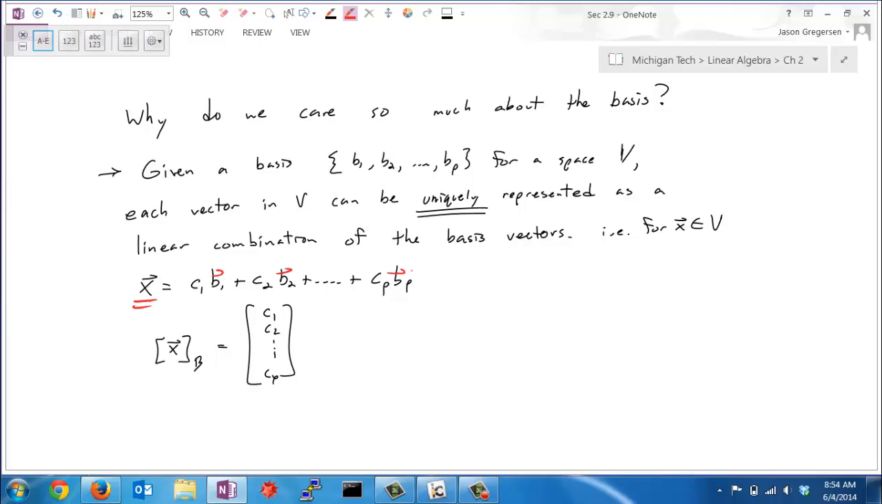Now notice when I write this notation, I have my square brackets. It tells me I'm using coordinates to x. But I also have to tell you what basis I'm using. Because there is more than one basis for a space.